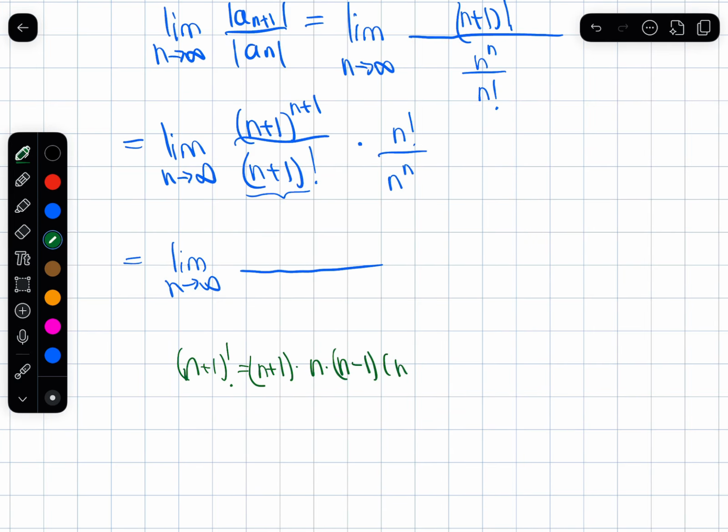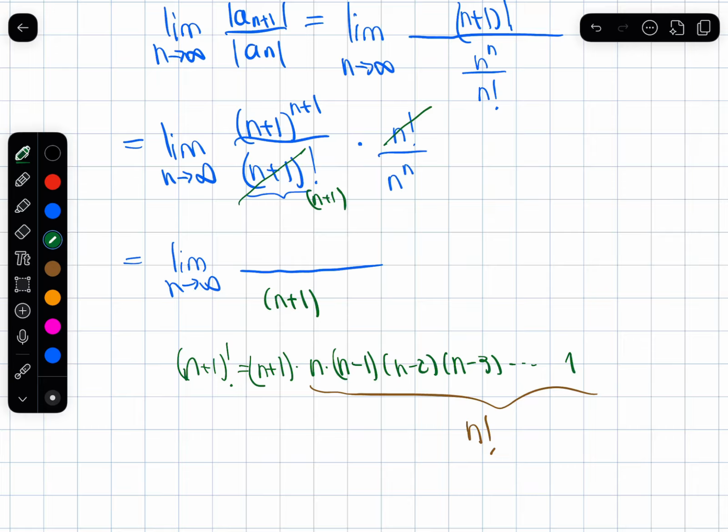And then times n minus 2, and then times n minus 3, and so on. Everything that's left over here is n factorial. And so I get to cancel this and have an n plus 1 left over here, right here at the bottom. There's an n plus 1 left over.